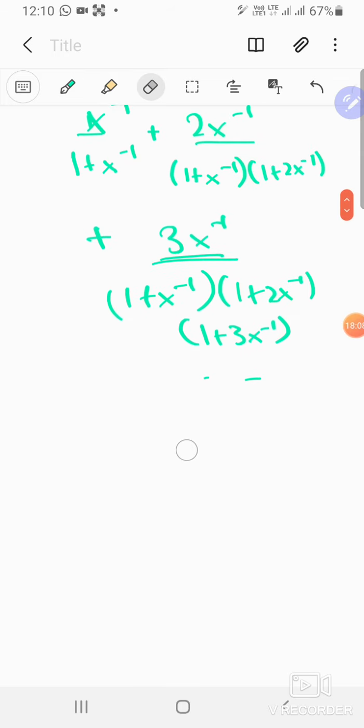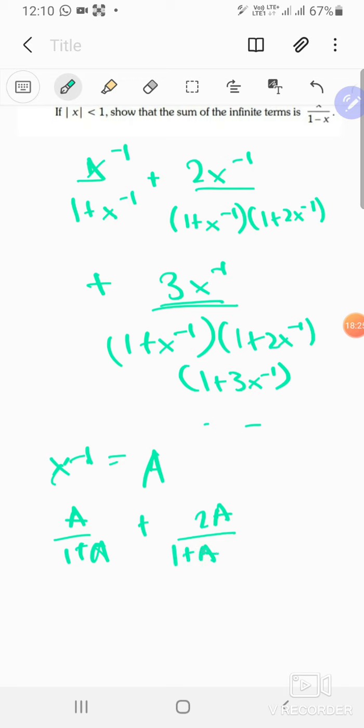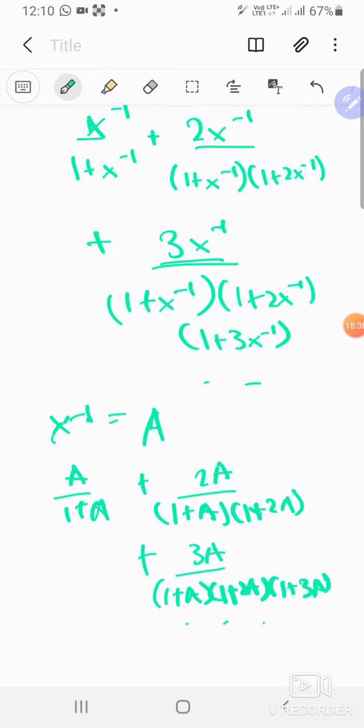So let's try to rewrite this. Now I'm tired of writing x to the negative 1, so I'll just call this a new thing. Call this a. So you will have a upon 1 plus a, plus 2a upon 1 plus a into 1 plus 2a, plus 3a upon 1 plus a into 1 plus 2a into 1 plus 3a, and it keeps going like that.